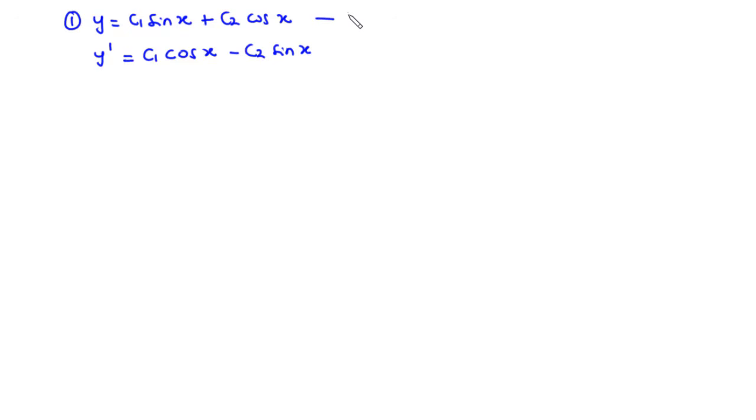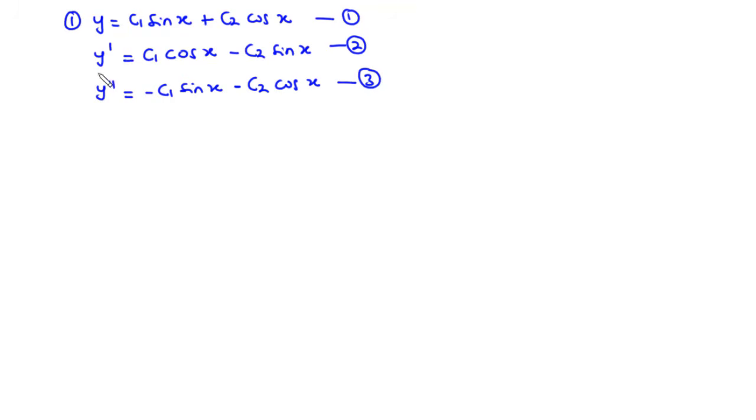First, let's call this equation 1, and let's call this equation 2. Now y prime prime will be equal to, when you differentiate cos x, you have negative sine x, so it becomes negative c1 sine x. When you differentiate sine x, you have cos x, so it still remains negative, and then you have c2 cos x. Let's call this equation 3.